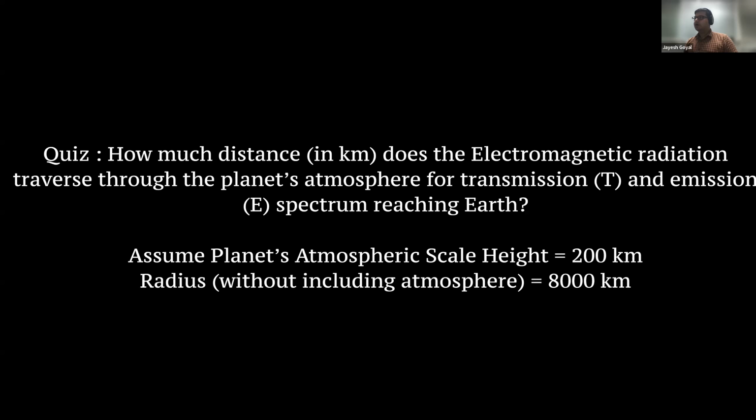So the quiz is, how much distance does the electromagnetic radiation traverse through a planet's atmosphere for the transmission and emission spectrum reaching Earth? Basically, I'm asking how much of the atmosphere does the radiation travel through when we look at transmission and when we look at emission. Assume the planet's atmospheric scale height is 200 kilometers and the radius is 8,000 kilometers without including the atmosphere. This is very simple, so in 2 minutes, you can send your answers in the chat.